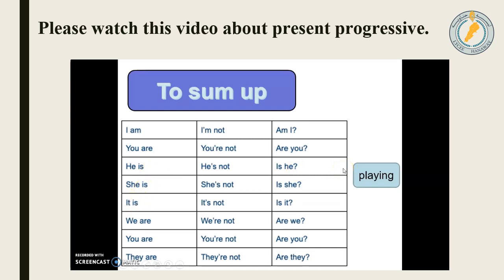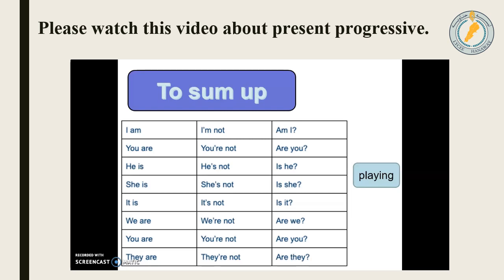In order to make the negative form, we have to add the word not. I say I am not playing or I'm not playing. I say you're not or we're not or they're not playing. Or I can say you aren't, they aren't, we aren't playing. I say he isn't, or she isn't, or it isn't, or he's not, she's not, it's not playing.